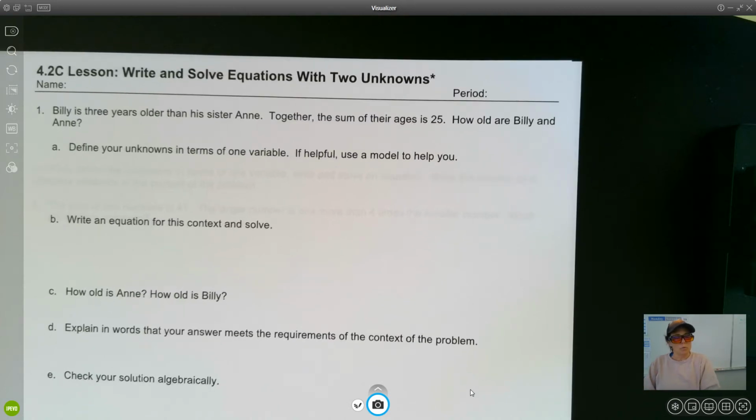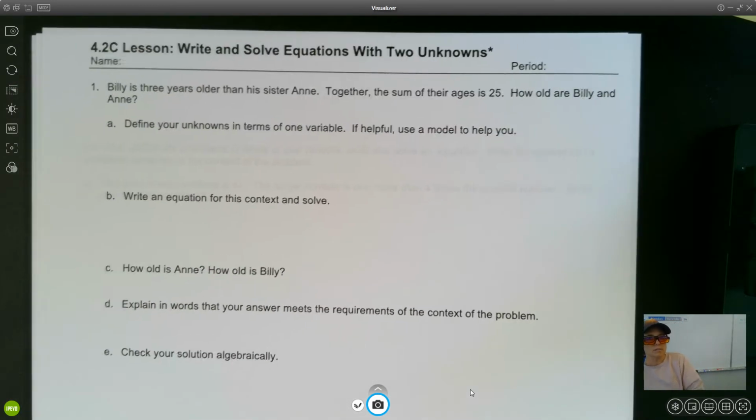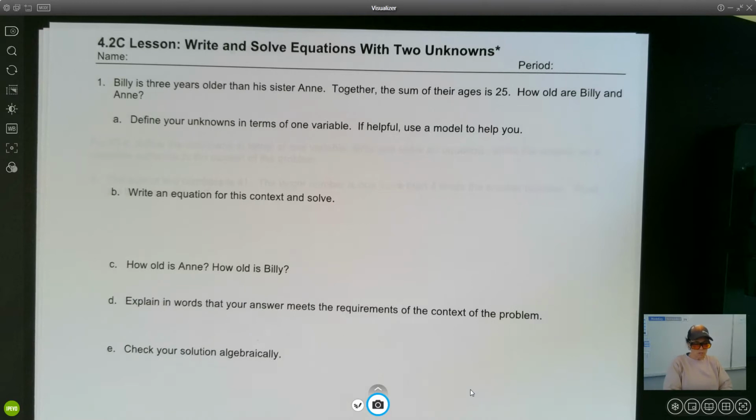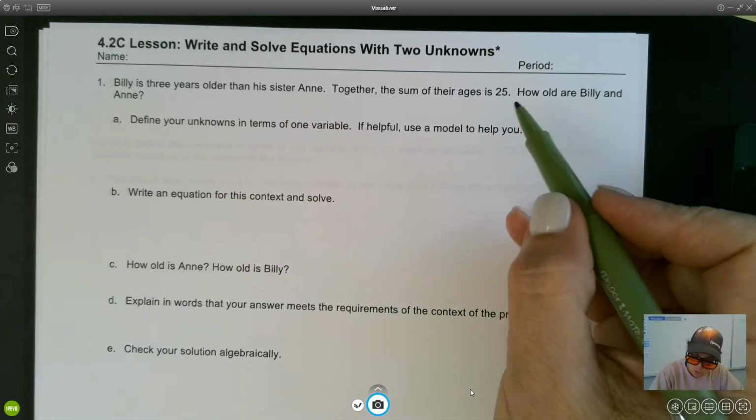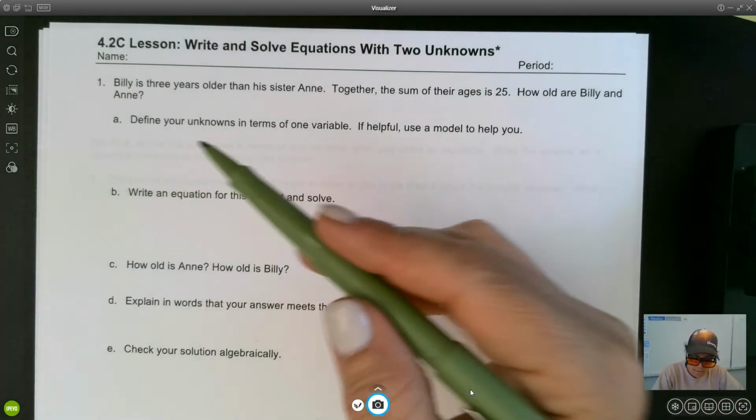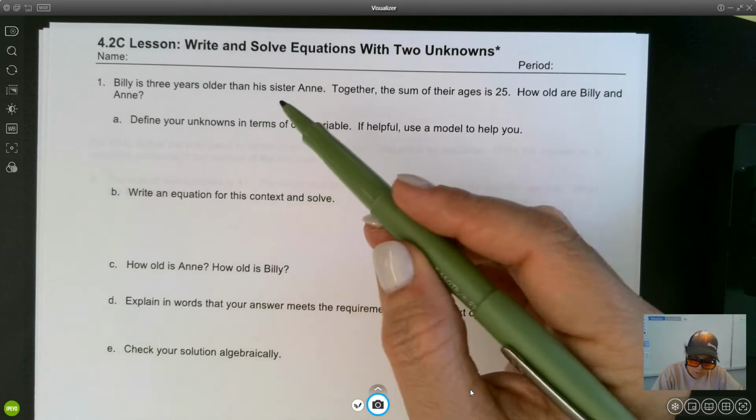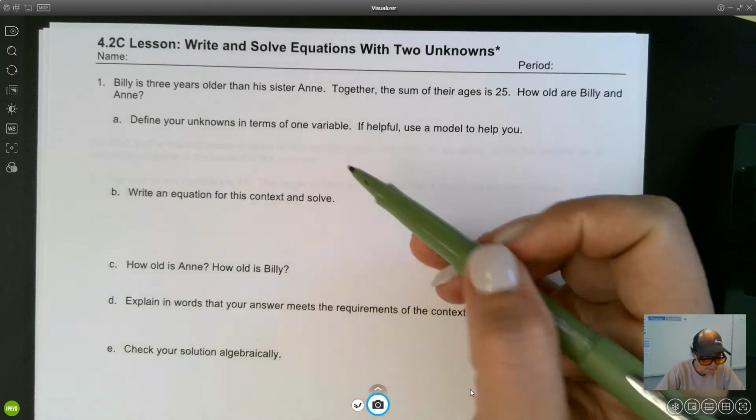Okay, guys, so 4.2c, this is our last lesson in section 2, taking word problems a step further with multiple unknowns. So anyway, let's just jump right in here. Billy is 3 years older than his sister Anne. Together, the sum of their ages is 25. How old are Billy and Anne? Define your unknowns in terms of one variable.